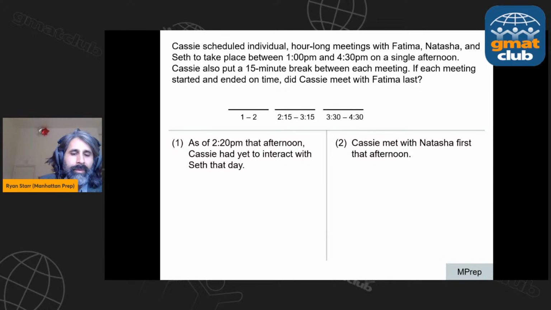Now it's going to come through in the chat window. In the meantime, I'm diagramming it out. So we've got the meeting from 1 to 2, the meeting from 2:15 to 3:15, and then the meeting from 3:30. And we know, per this information, Seth has to go here, and that is exactly right. Sai has got it. So we know Seth goes in the last meeting slot. We don't know if the first meeting is Fatima and the second one Natasha, or if the first one is Natasha and the second one Fatima.